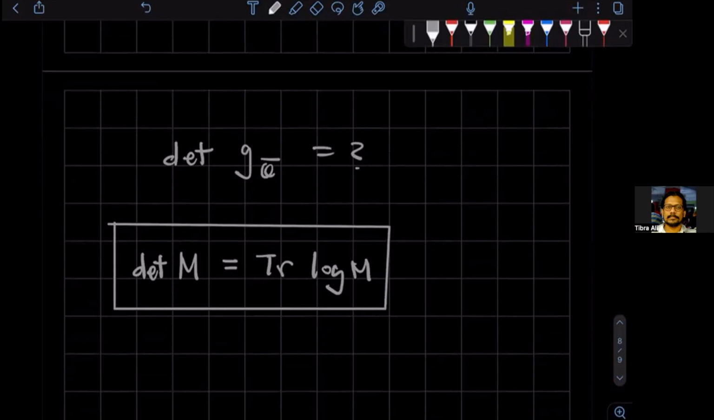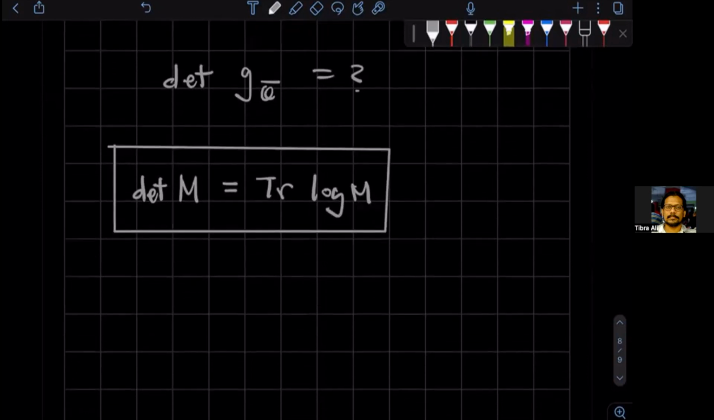But this is an extremely, extremely useful formula. You have to know this. If you're going to do physics, you have to know this formula, okay? And often I forget this, so I have to either look it up or kind of guess it. All right, so this is extremely useful.